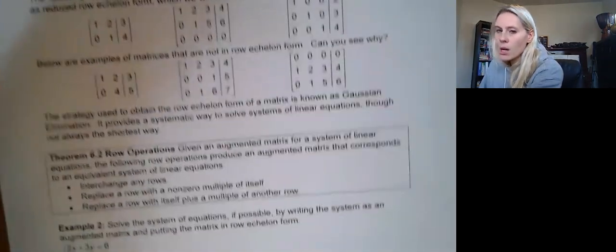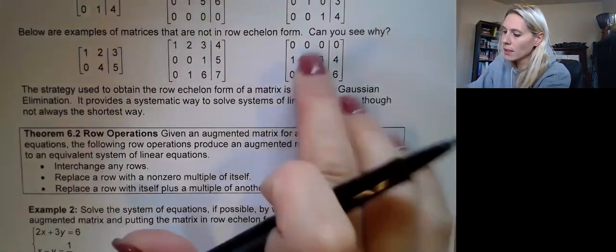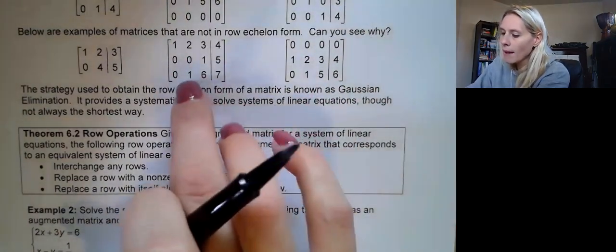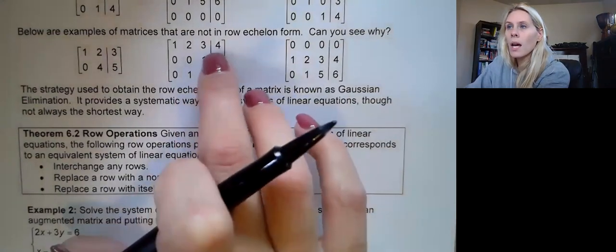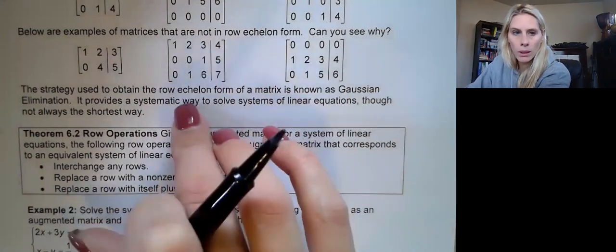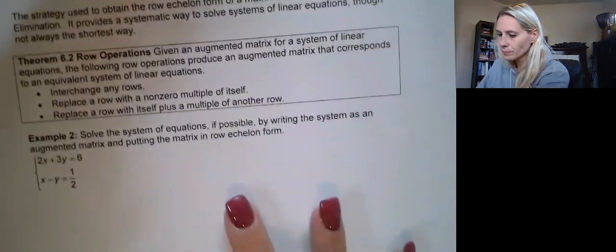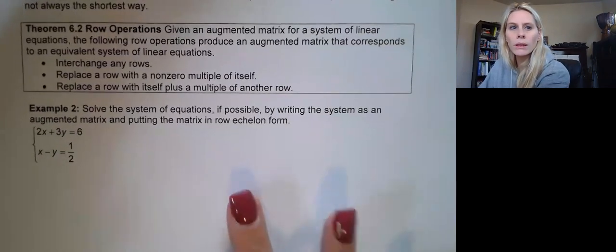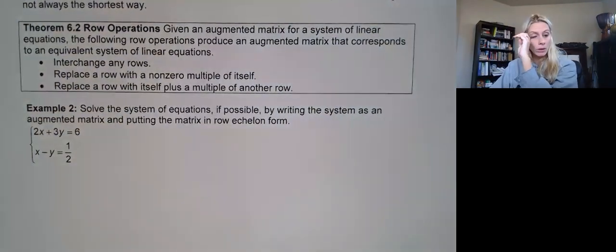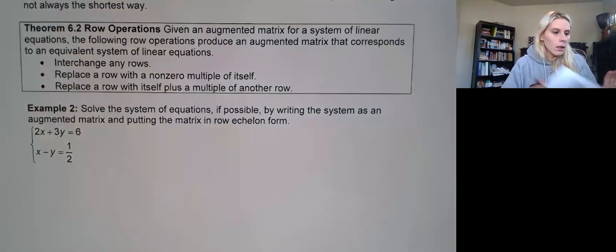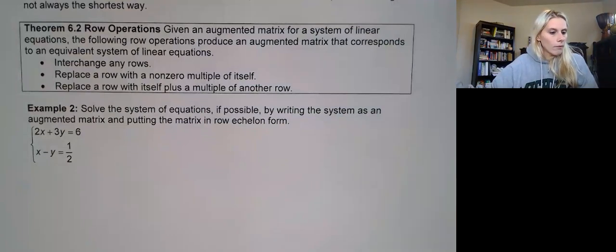Okay, so below are not in row echelon form. As you can see here, this is not in that form because zeros are on top. Here we have a 1 before the other 1 in the row below it. Here we don't have 1s in the diagonal, okay? So we're going to use some of the same rules to allow us to put them in the reduced echelon form.